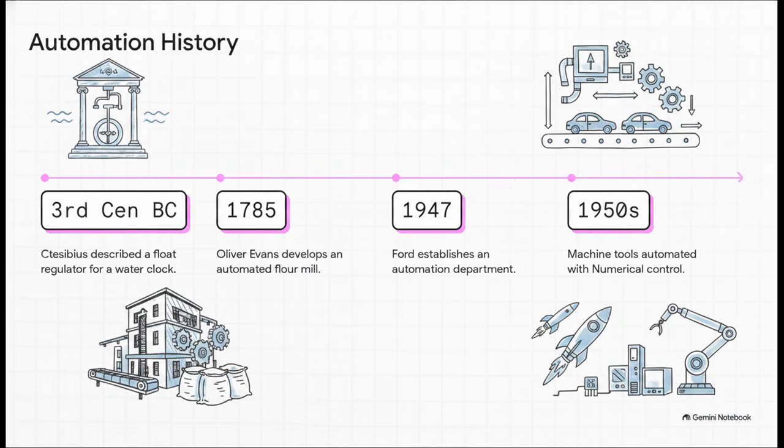Fast forward a bit to 1785, and Oliver Evans invents the automated flour mill. Then, by 1947, the term automation really takes off when Ford Motor Company establishes an entire department totally dedicated to it. And then, bam, the 1950s hit, bringing us numerical control and the very first specialized industrial computers.